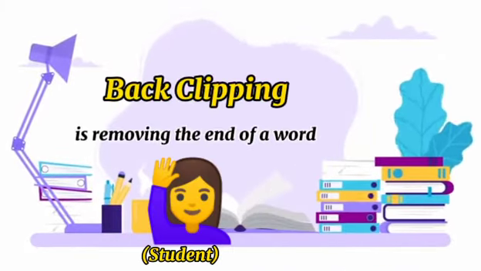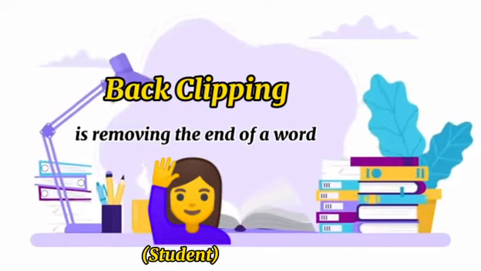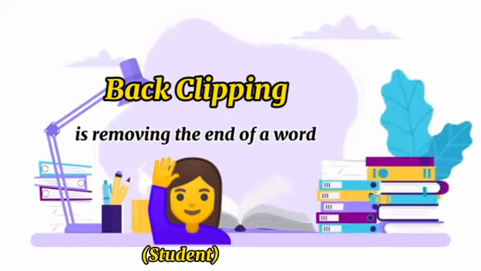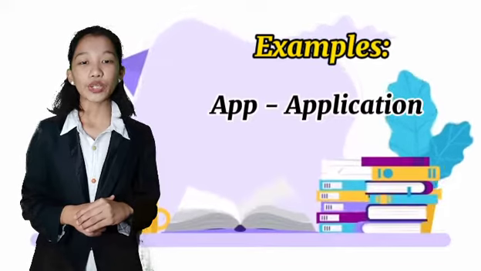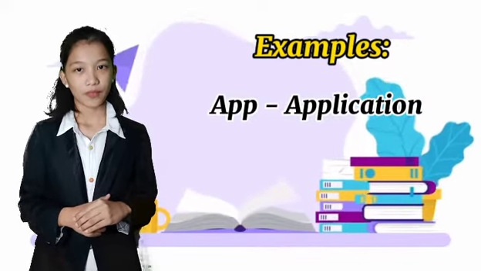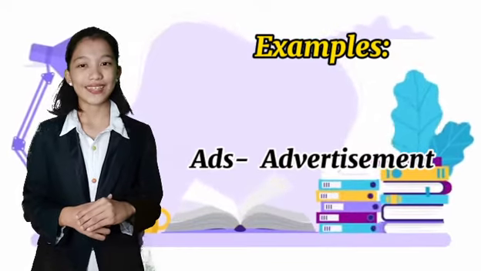Now, to give you more ideas about clip words, you need to be familiar with its different types. Would someone read the first type? The first type of clip words is backclipping, removing the end of a word. Thank you. As you have heard, backclipping is removing the end of a word and the first part of the word is kept, as in gas from gasoline. Other examples are application into the word app and advertisement to ads.